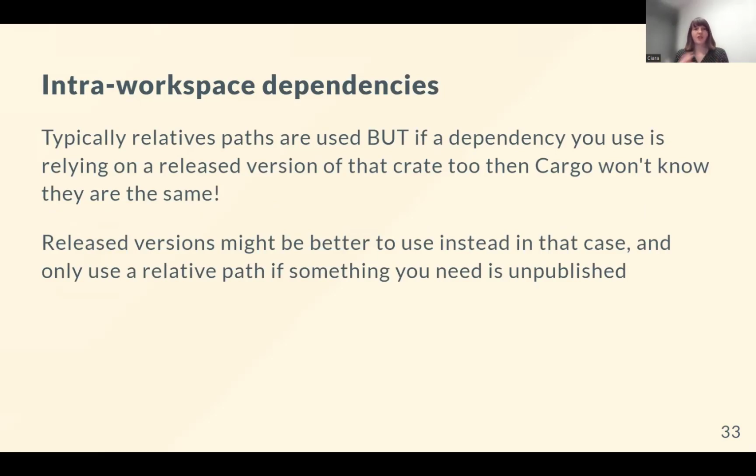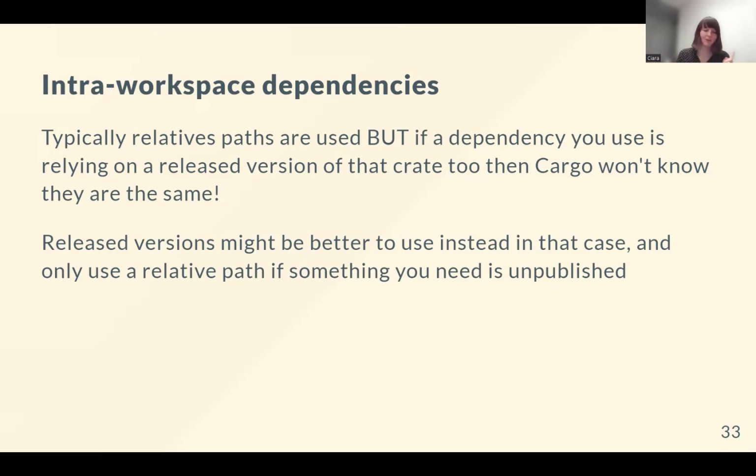When you have workspace dependencies, so I've got maybe my one main crate that I'm building, but then I've got all of these sub crates almost, side crates that I do want to include. You typically use a relative path for that, but one thing that Jon points out in the book is that if a dependency that you use is relying on a released version of that crate as well, then cargo won't be able to tell they're the same.